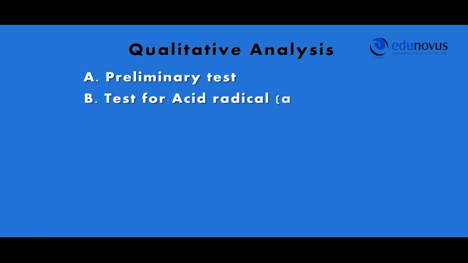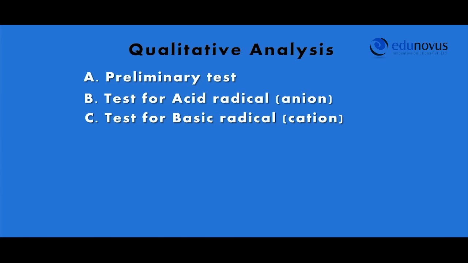a systematic procedure. In qualitative analysis, the given compound is analyzed for the basic and acidic radicals, that is, the cations and the anions in the given compound. The common procedure for testing any unknown sample salt is preliminary test, acidic radical, that is, anion identification and confirmation, and basic radical, that is, cation identification and confirmation.